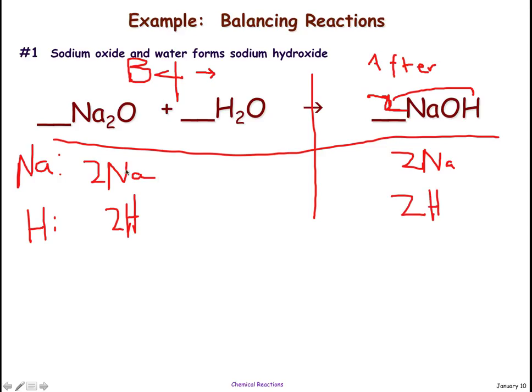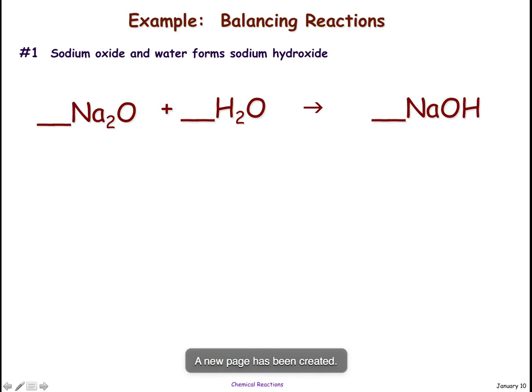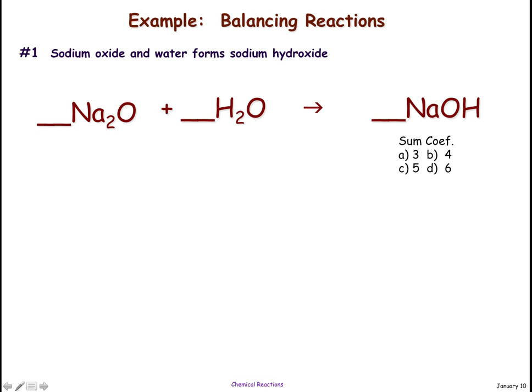And then finally, let's take a look at my oxygens. There's 1, 2 here, and voila, there's 2 here as well. So this was a fairly easy reaction. All I needed to do was put a 2 in front of that sodium hydroxide, and it balances out. So this is what I would write down.